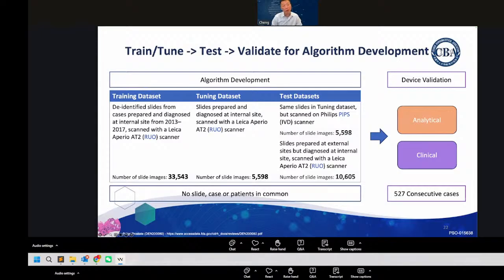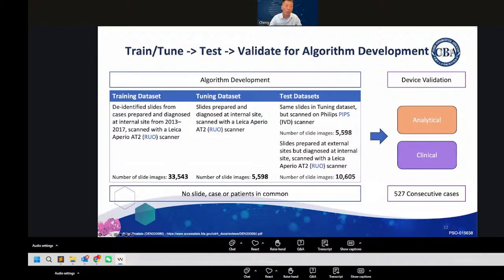And over here, on the slide that I use very often, I just want to show you that you need to put very, very clear planning in place before the data sets are used for the algorithm development. Normally the algorithm development is divided into three phases: training, tuning, and test. So you need to have different data sets collected and put together for those activities. And finally, for the whole device, you need to have a very clear plan for the use of data for the analytical validation and also for the clinical validation.